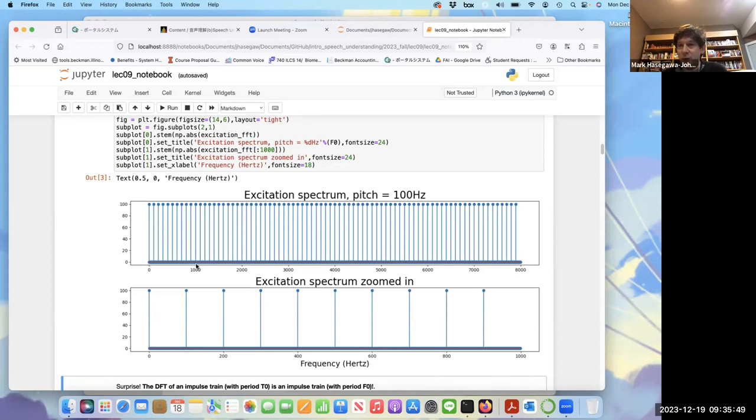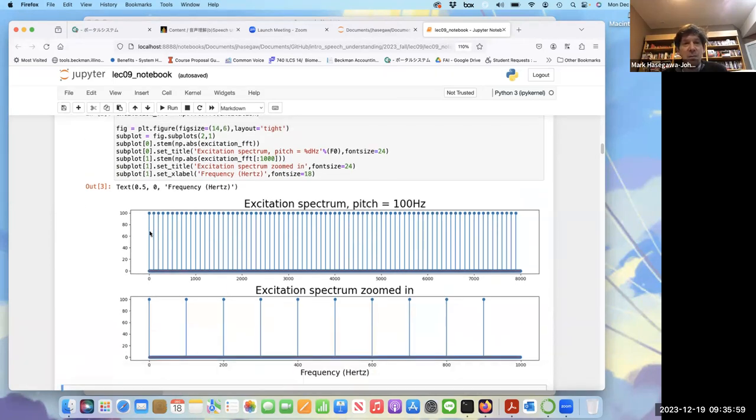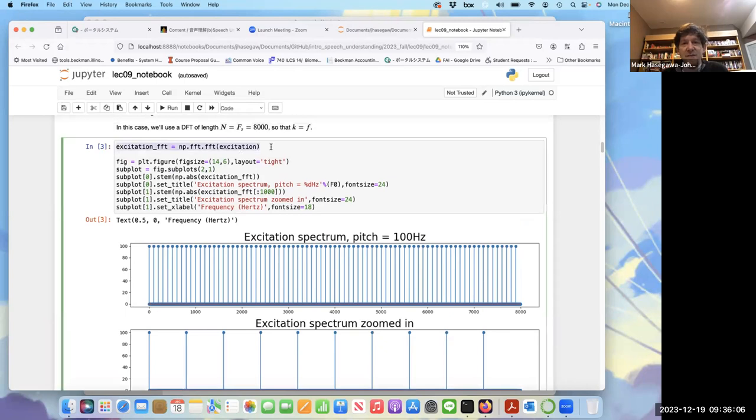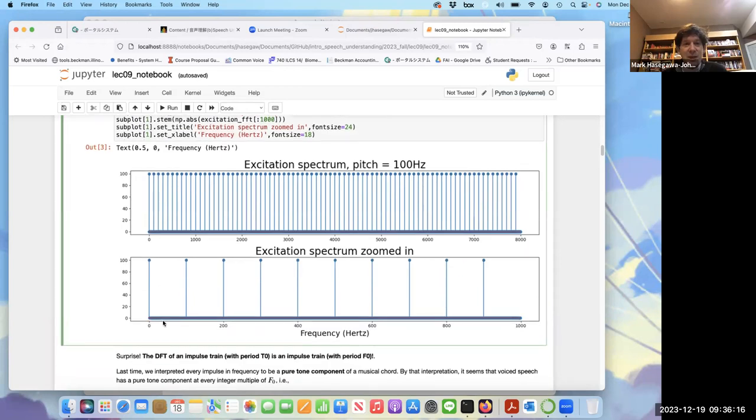And if we count up to 1,000, there are 10 impulses. The lower plot here zooms in on that bottom 1,000 hertz. So this is a Fourier transform, and the x-axis is frequency in hertz, right? I take the excitation FFT, which is the FFT of the excitation. And then I use np.abs to plot the absolute value of the excitation as a function of frequency. And you can see that we have energy once every 100 hertz. We have energy at 100, 200, 300, 400, and 500 hertz.